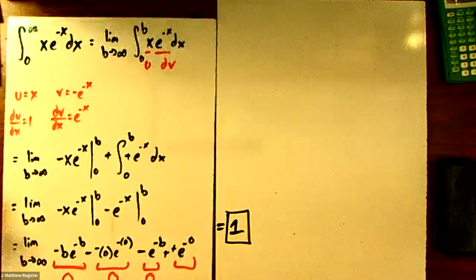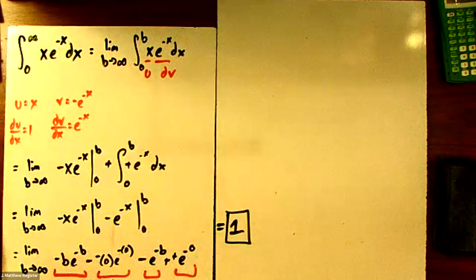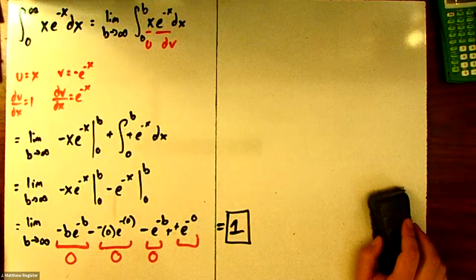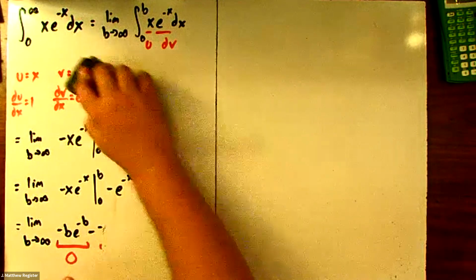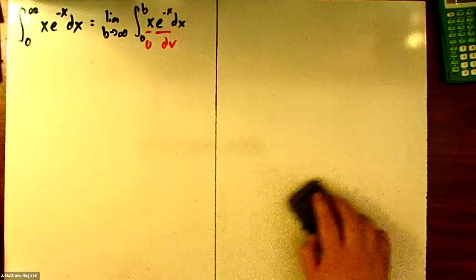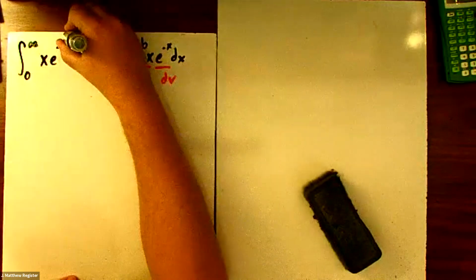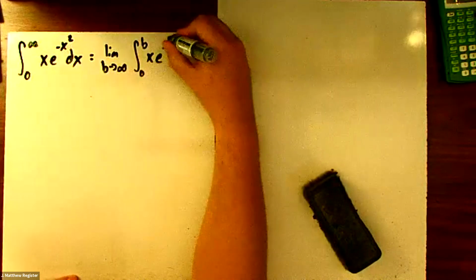So all of that was just to get 1. And so the integral from 0 to infinity, the area under the curve of x e to the negative x from 0 out to infinity, is just 1. It's kind of an interesting one. The next one's fairly similar, but a little bit easier. The only thing that changed is it's now going to be x e to the negative x squared. And let's see how that changes things.